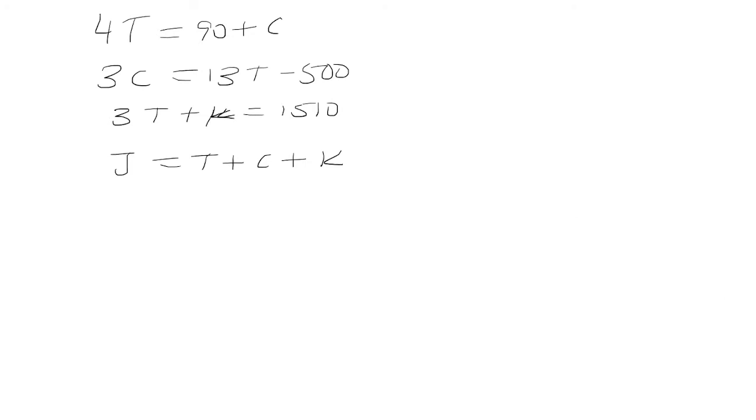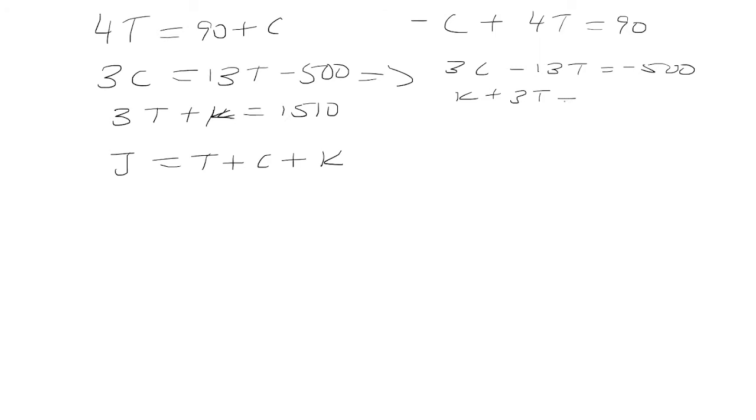So the goal here is to rewrite this in terms of a matrix. In order to do this, we should move everything to the left side. So here we're going to have negative c plus 4t equals 90. 3c minus 13t equals negative 500. And then k plus 3t equals 1,510, and then negative c plus j minus k minus t equals 0.